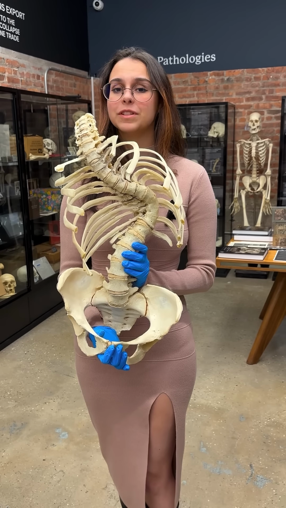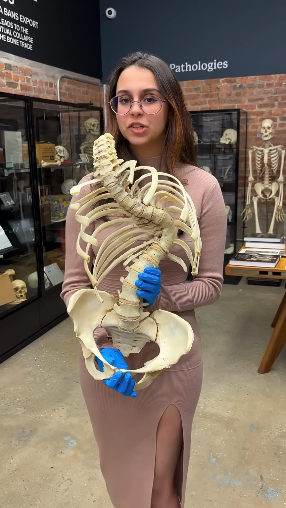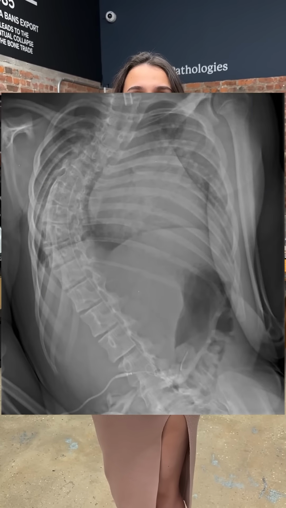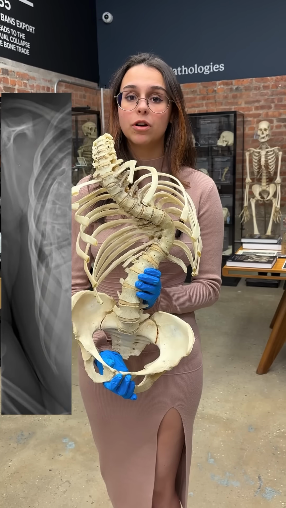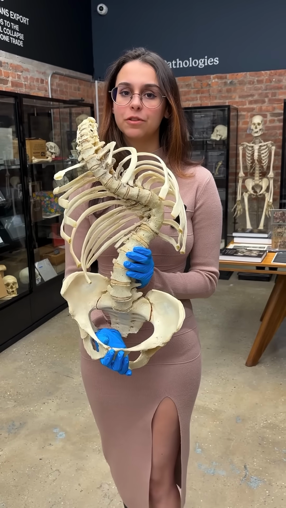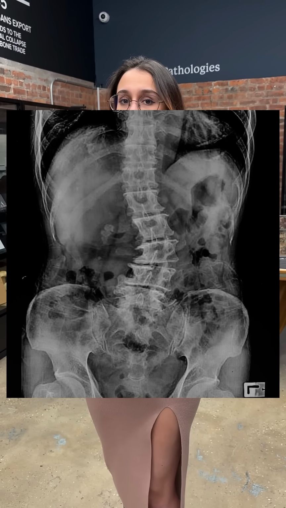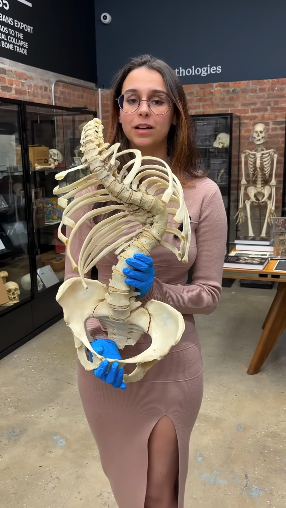Now, there are multiple different types of scoliosis. Neuromuscular scoliosis results from a muscle or nerve condition such as cerebral palsy or muscular dystrophy. Degenerative scoliosis usually affects people over 50 due to natural wear and tear on the spine from age.